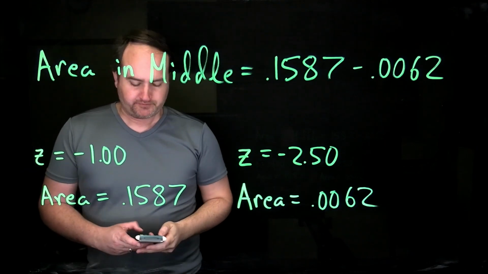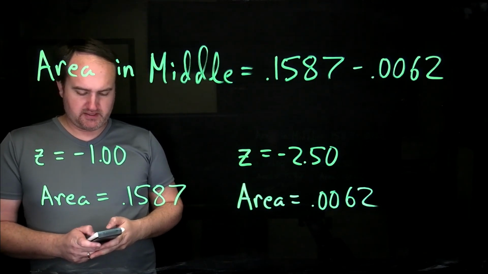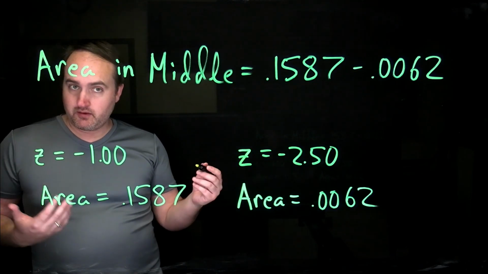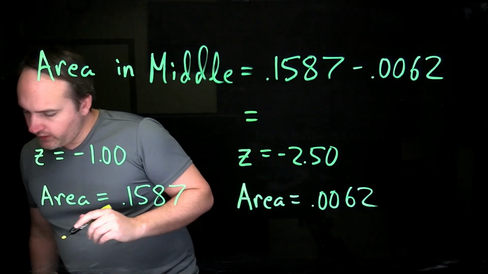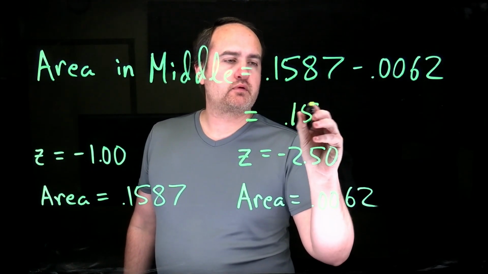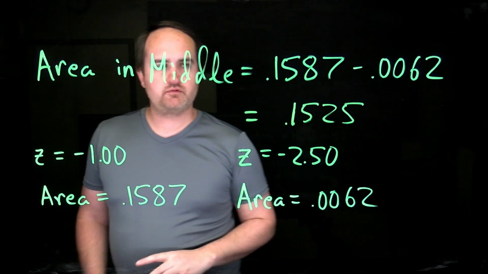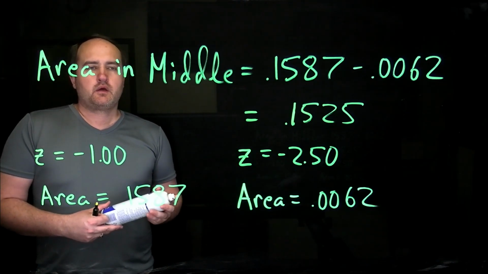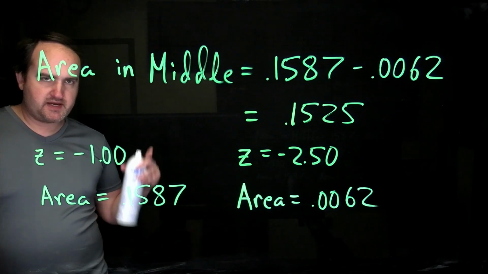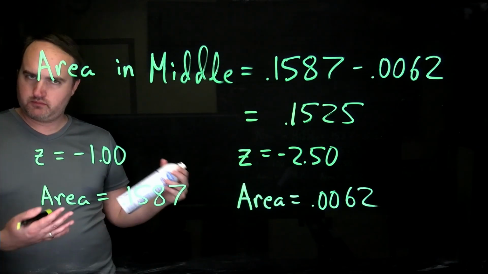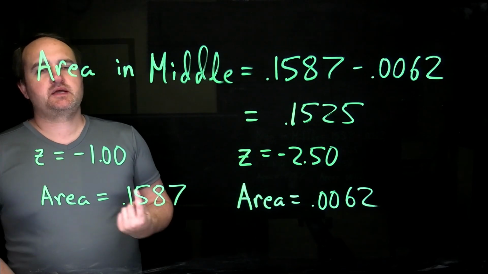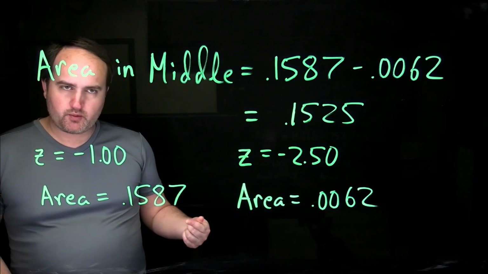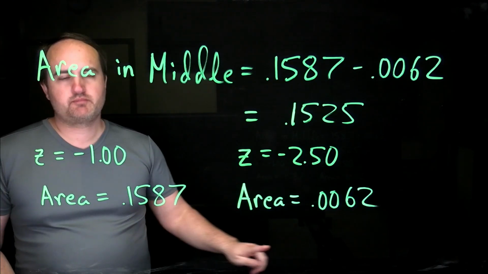And then if we go ahead and do this, 0.1587 minus 0.0062, that gives us an area in the middle of 0.1525. Okay. All right, and notice the nice thing about subtracting for the area in the middle, as I've already mentioned, is that you can just look up the areas in the table and very clearly one number is larger, and then you just do larger minus smaller.